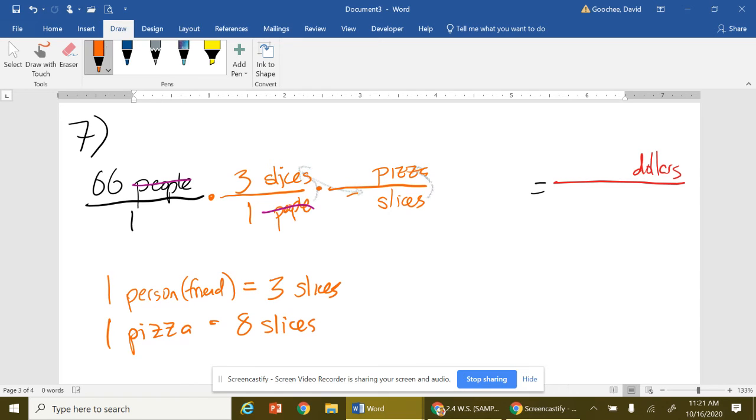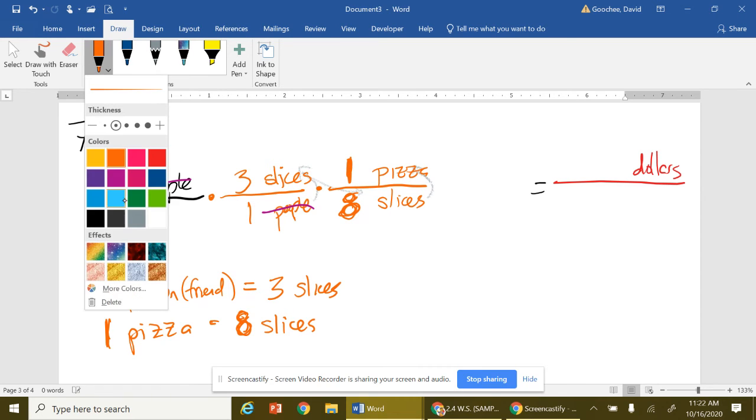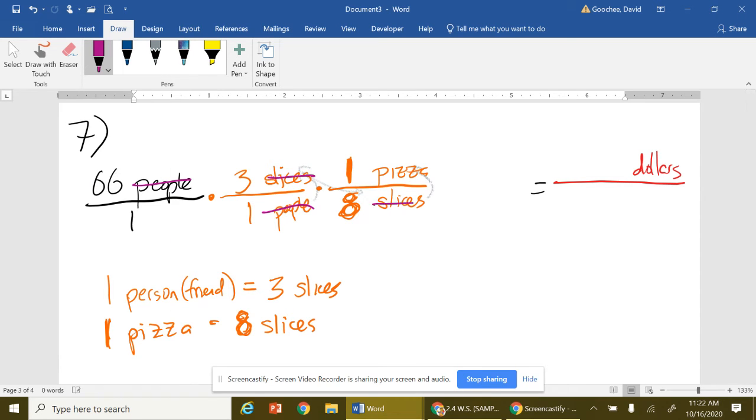All right. There are 8 slices to one pizza. Okay, the 8 goes on the bottom because slices is on the bottom. Why is slices on the bottom? Because we had to get rid of it from the previous fraction. So 8 goes on the bottom with slices, 1 goes on top next to pizza. Now we've canceled out slices and we are in pizza.